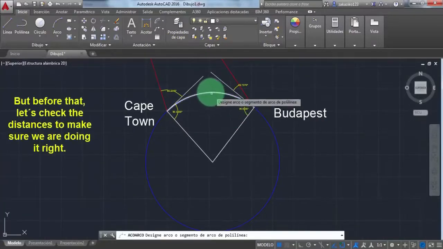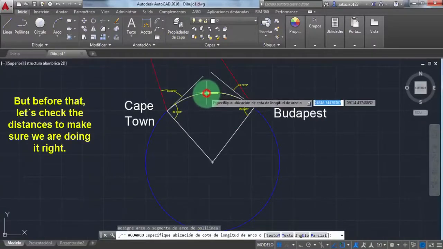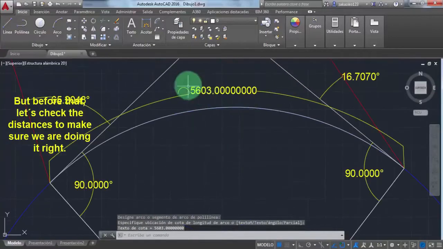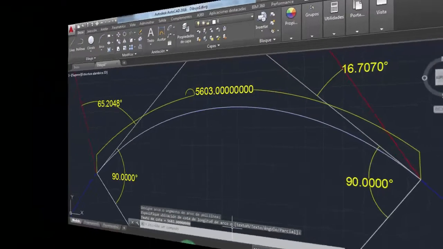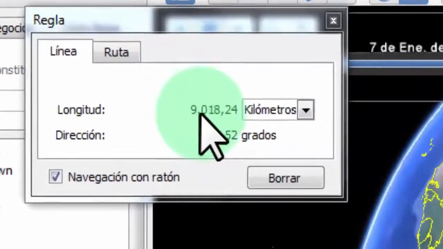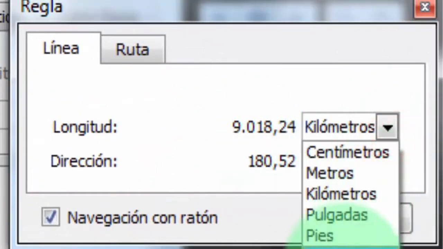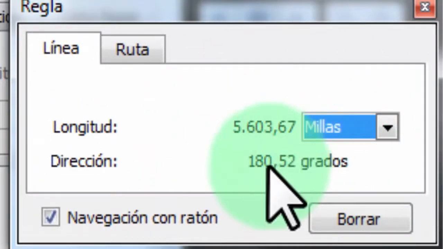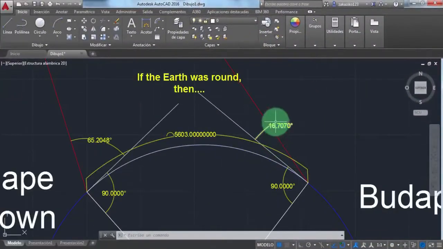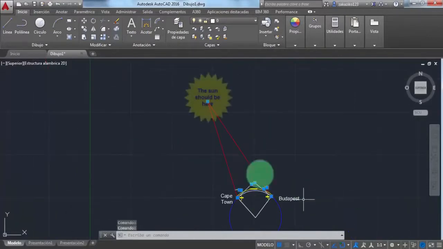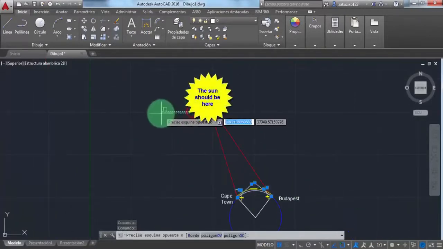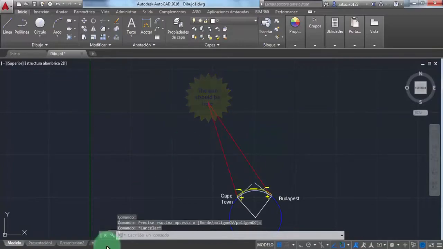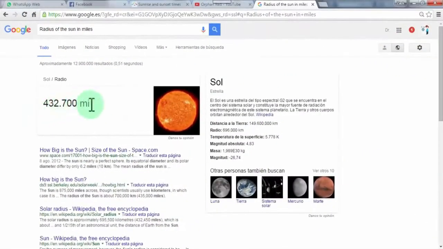But before that, let's check the distances to make sure we are doing it right. So this is the distance we have in AutoCAD. Let's see if that is exactly the distance we got from Google Earth. It matches perfectly. Now let's see how far these lines are going to take us. It doesn't look so far. Before I measure the distance, I'd like to draw the Sun too. So here is the radius of the Sun.